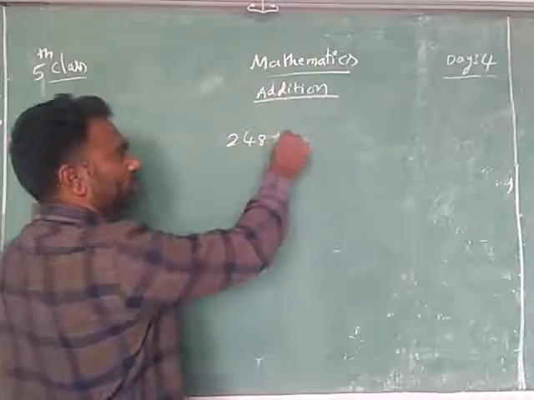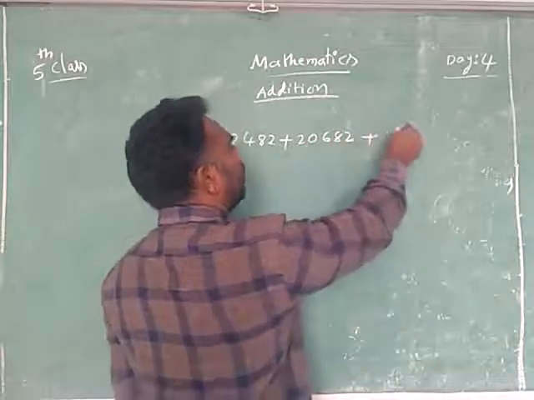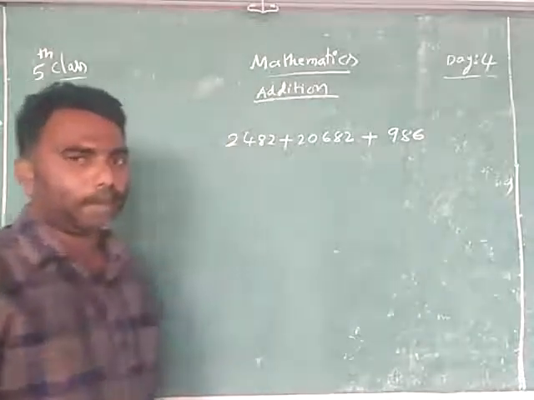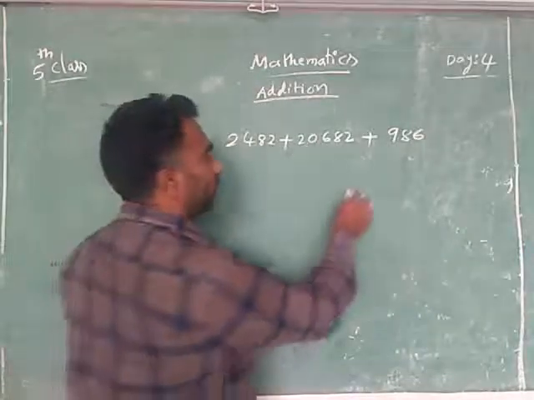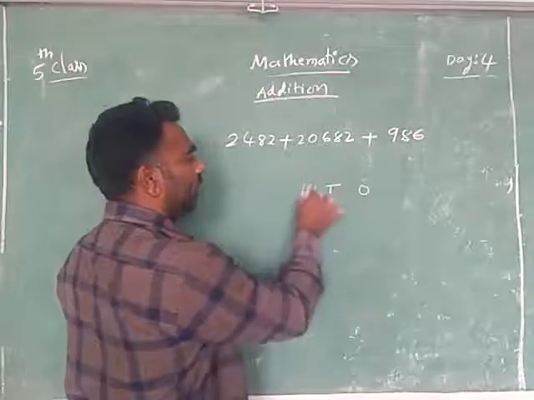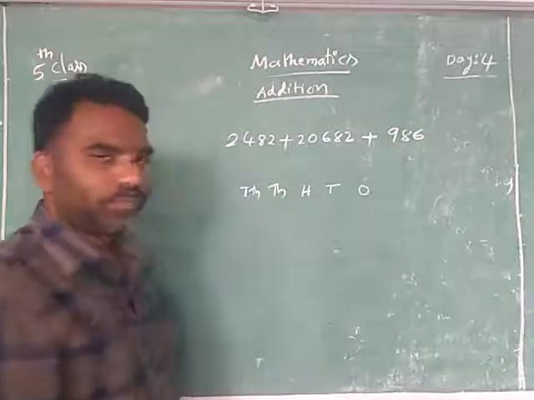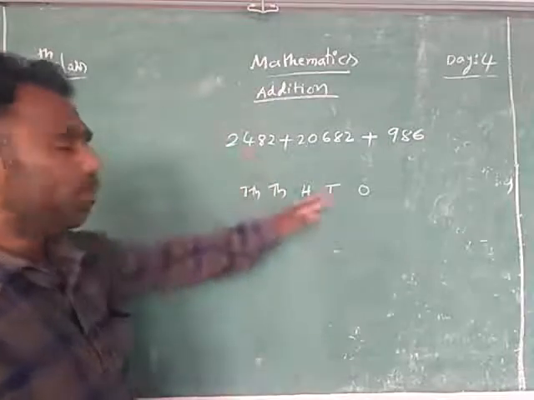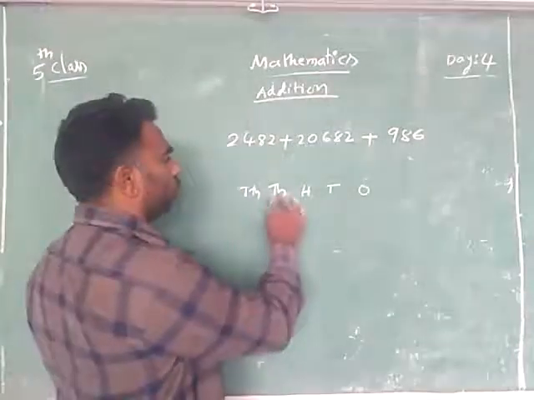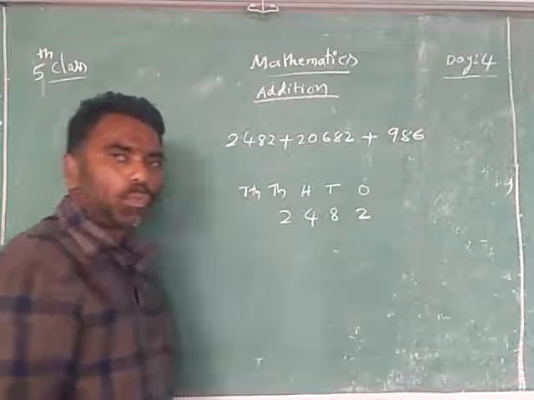2482 plus 20,682 plus 986. I want to add three numbers here. So what do you follow first? You write the place values: ones, tens, hundreds, thousands, 10,000. Now write the number according to places. 2,482: thousands place 2, hundreds place 4, 8, 2.